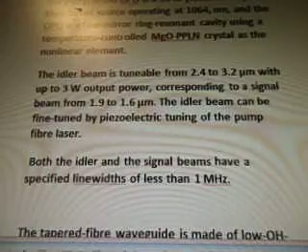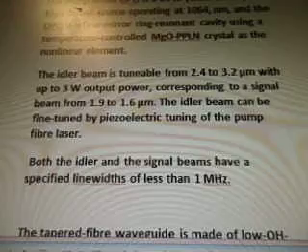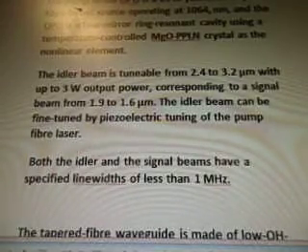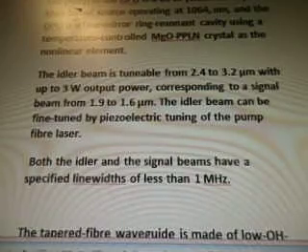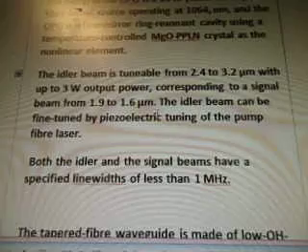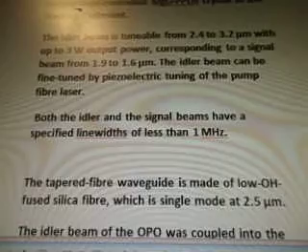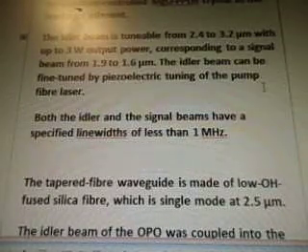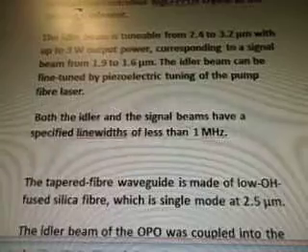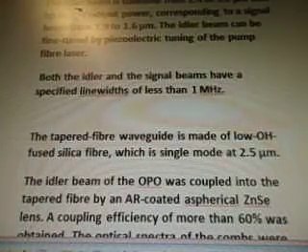The idler beam is tunable from 2.4 to 3.2 micrometers with up to 3W output power, corresponding to a signal beam from 1.9 to 1.6 micrometers. The idler beam can be fine-tuned by piezoelectric tuning. Again, piezoelectric is another keyword that has formulas. Tuning of the pump fiber laser. Fiber pumps, lasers, that also has formulas in the line of data as well. Both the idler and the signal beams have a specific line width of less than 1 MHz.